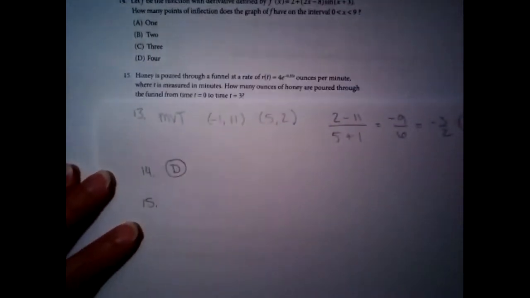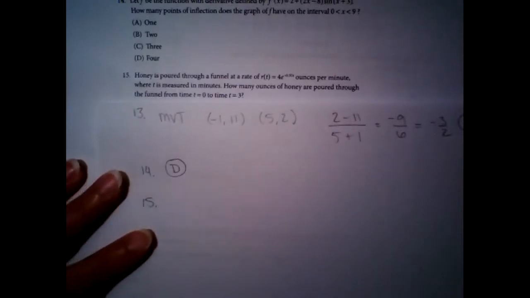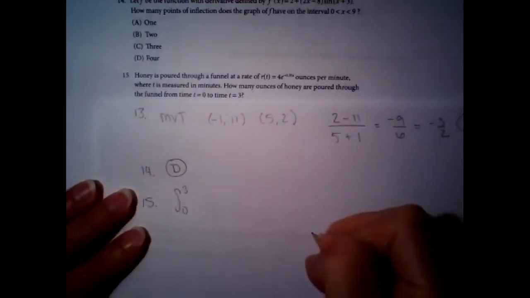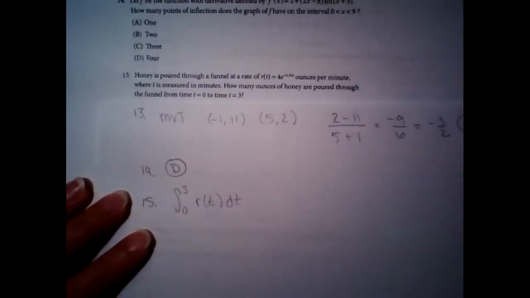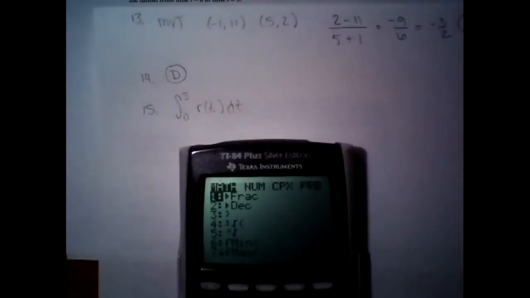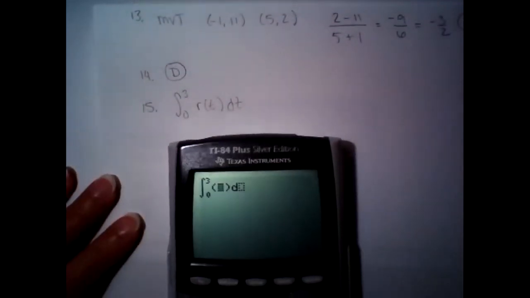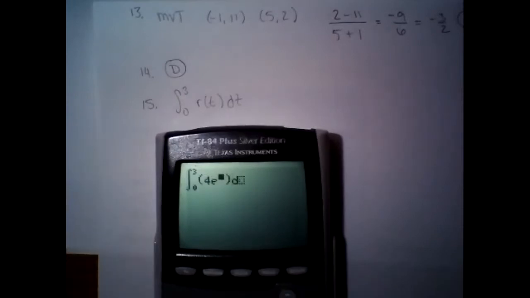All right, and then number 15, honey is poured through a funnel at a rate of, all right, and then they give you that R of T function, times in minutes. How many ounces of honey are poured through the funnel from time 0 to time 3? All right, we want to accumulate honey from 0 to 3. So this is math 9, 0 to 3, and then we're going to put that R of T function in here, which is 4e to the power negative 0.35x dx. So we get 7.429. And so that one is D.